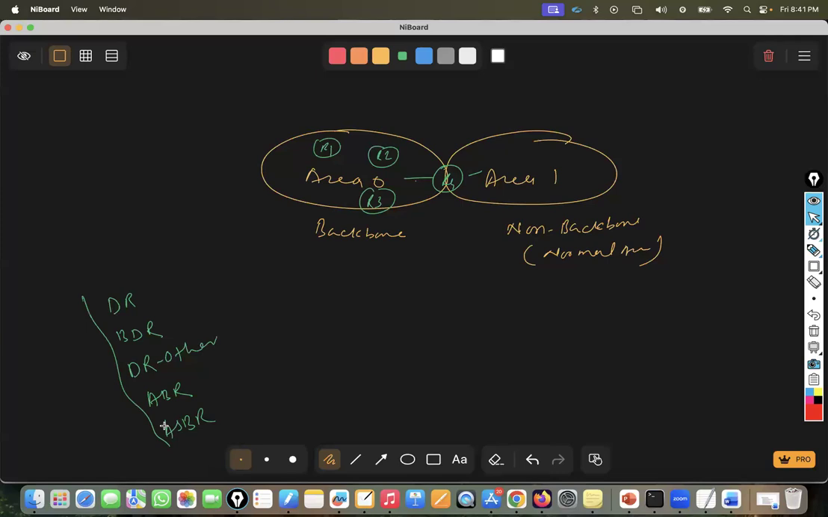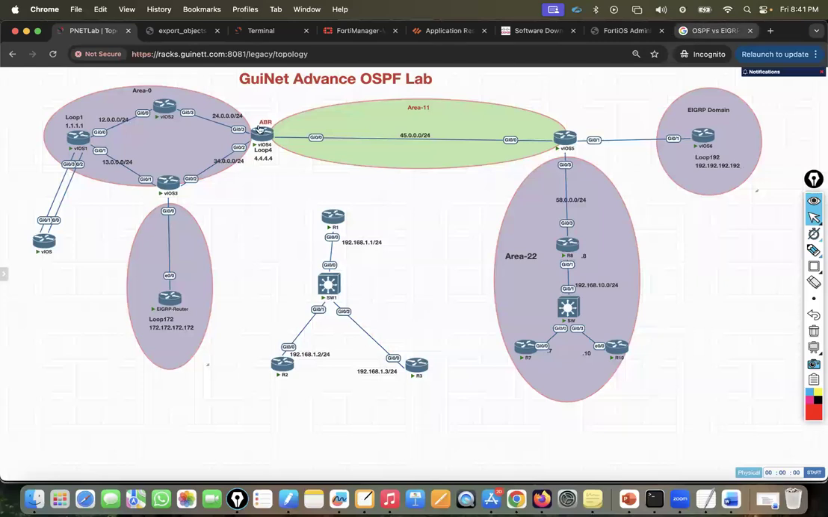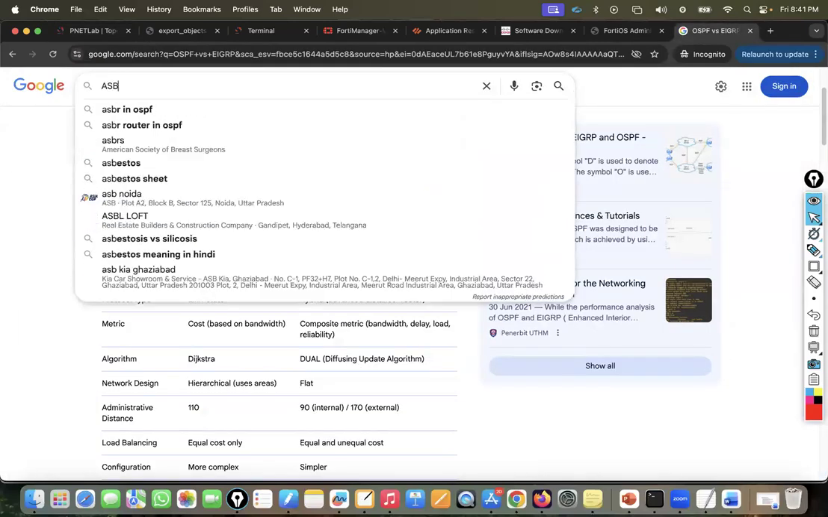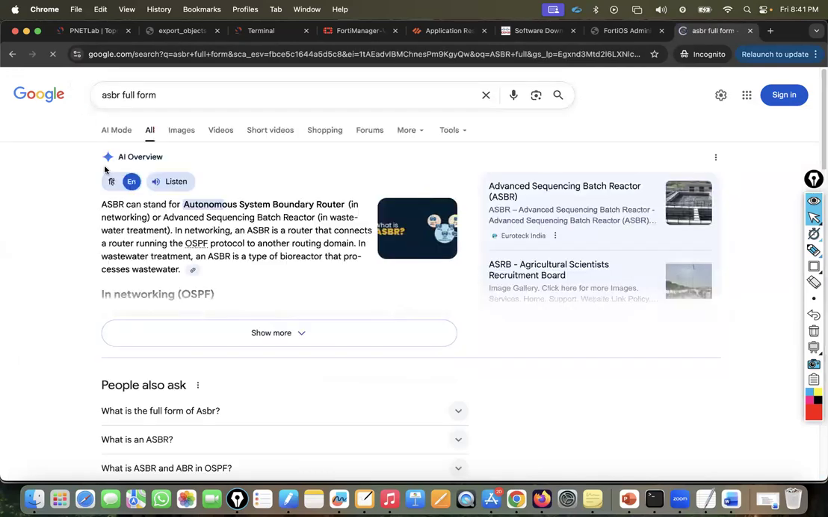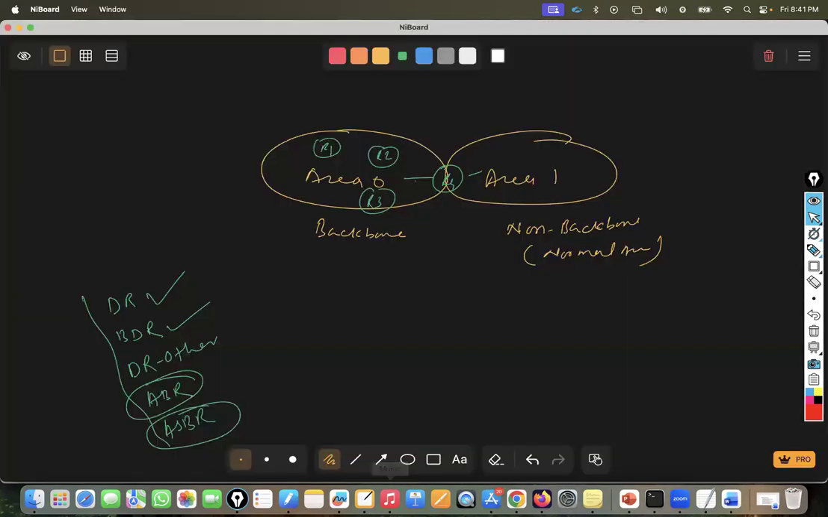So DR is designated router, BDR is backup designated router, right? DR other means they are neither DR nor BDR. ABR is area border router. This is ASBR. I just forgot the name, sorry. This is known as autonomous system boundary router. This is used to connect to a different autonomous system. So we have different roles as well.